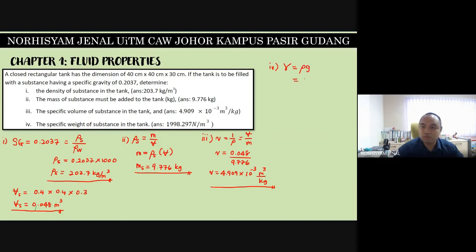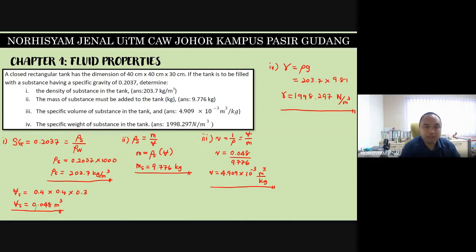So equals to 203.7 multiplied by g, which should be 9.81 meter per second square. So it should be equal to 1998.297 Newton per meter cube. Okay. So we have answered everything.